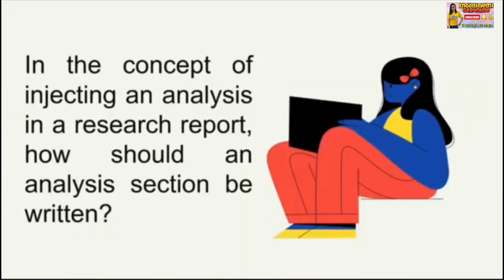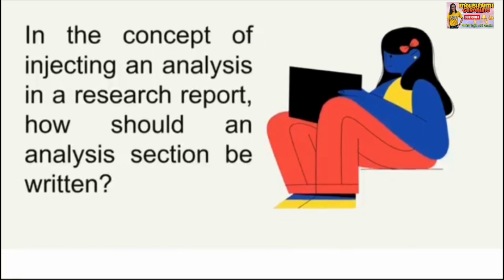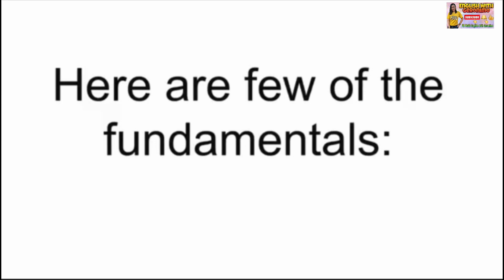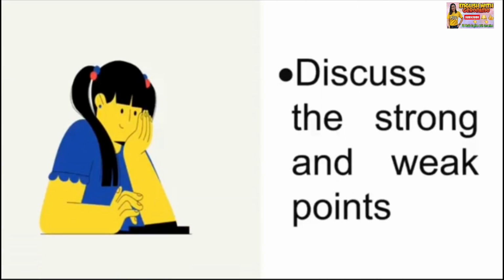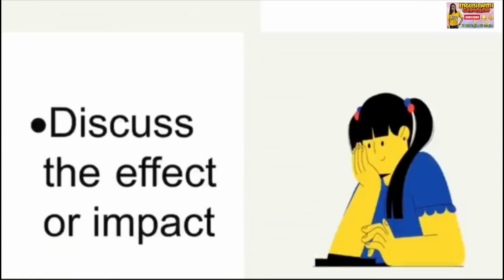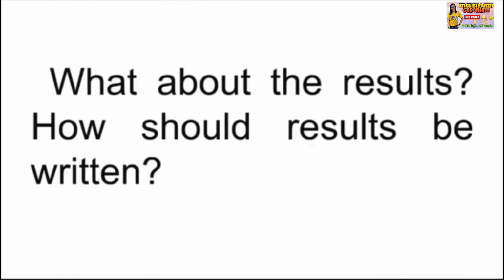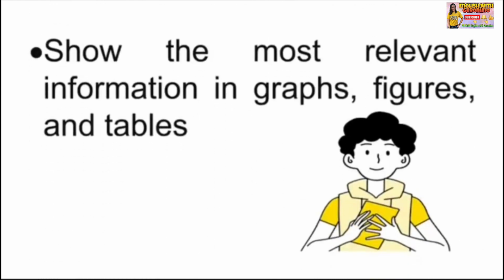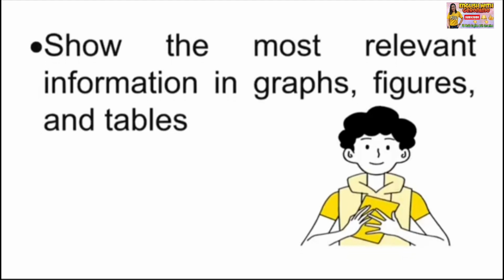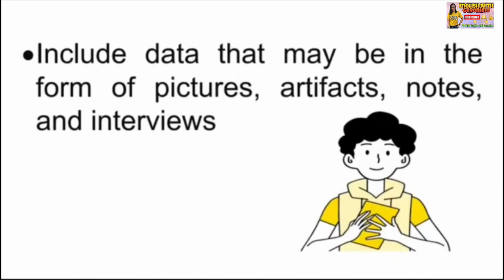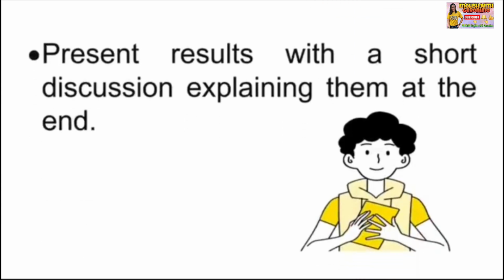In the concept of injecting an analysis in a research report, how should an analysis section be written? Here are a few of the fundamentals. Discuss the strong and weak points. And discuss the effect or impact. What about the results? How should results be written? Show the most relevant information in graphs, figures, and tables. Include data that may be in the form of pictures, artifacts, notes, and interviews. Present results with a short discussion explaining them at the end.